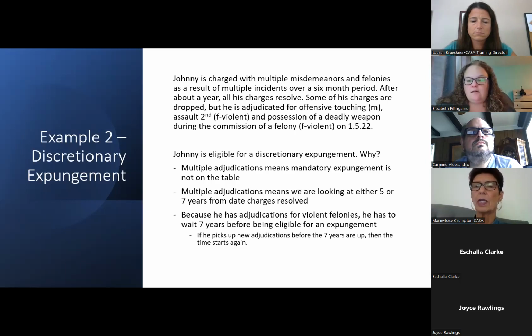So if the charges have been pled down, then on the record are noted not the initial charges, but the charges that he admitted to or pled down to. Mm-hmm. Okay.